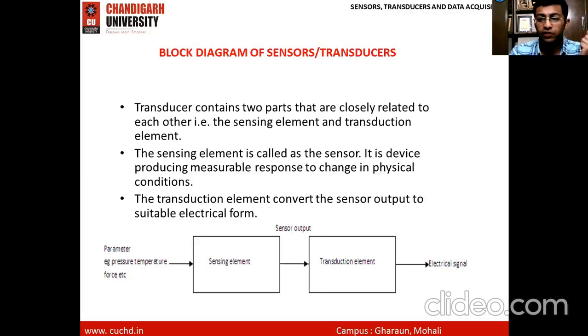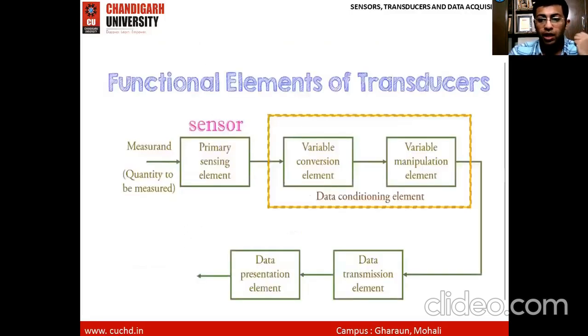So I hope the difference is clear to you. Now, this diagram basically shows you the functional elements of a transducer. As I have already told you, first will be the measurand, the quantity to be measured. That will be your physical quantity, mechanical quantity, mechanical displacement, force, pressure, anything.